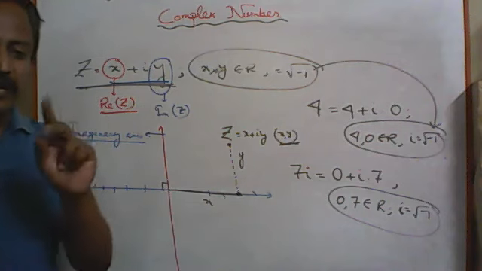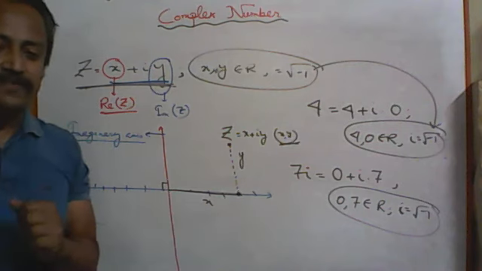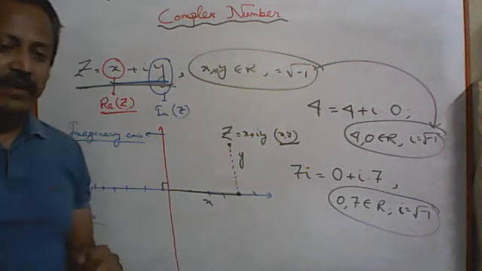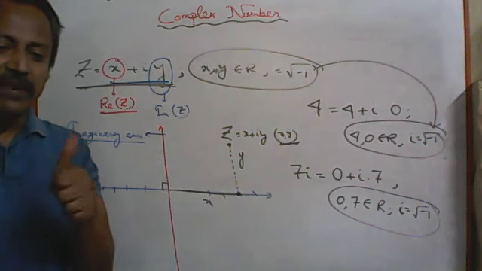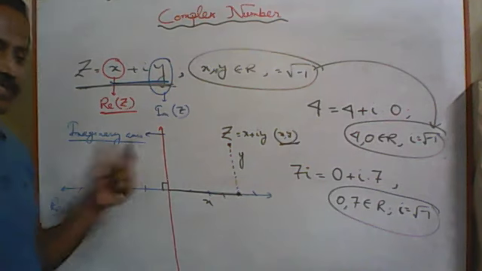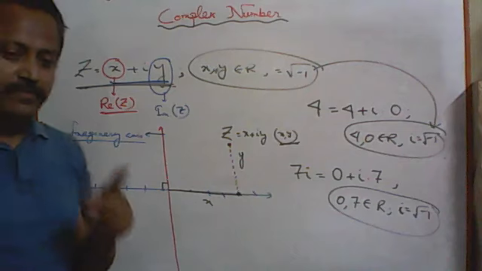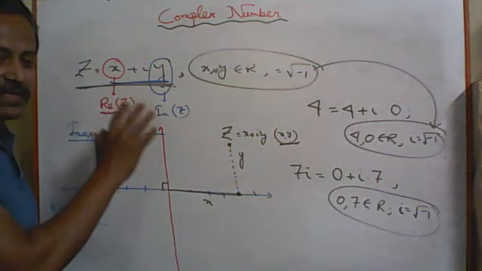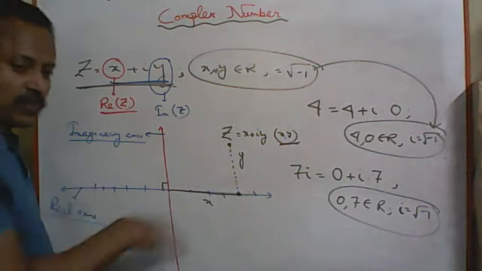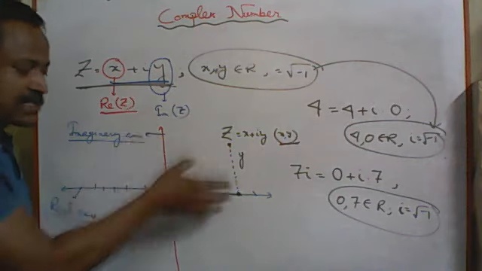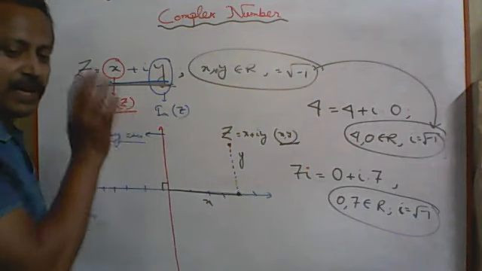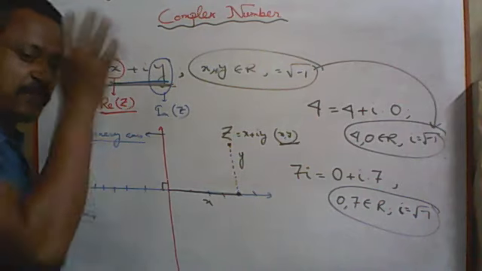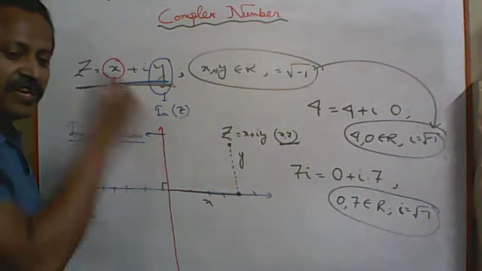For both being negative, that will be the third quadrant. For the real being positive and imaginary being negative, that will be the fourth quadrant. And for the real being negative and imaginary being positive, that will be the second quadrant. This is the position of complex numbers. In this way, you can express any complex number in the Argand plane. So this is the geometrical representation of a complex number.